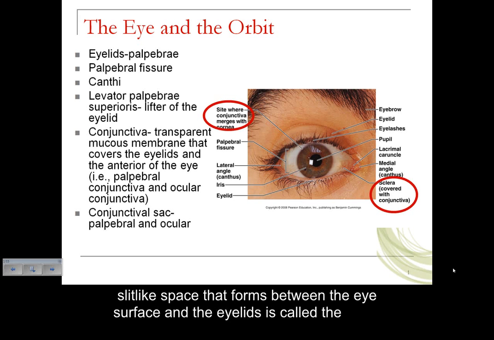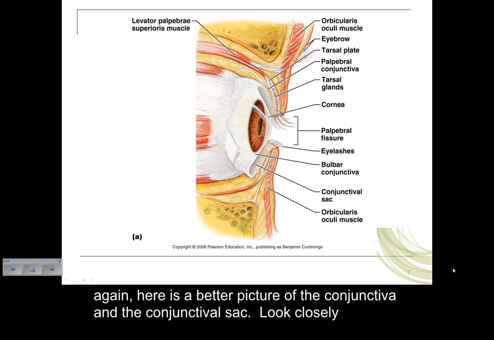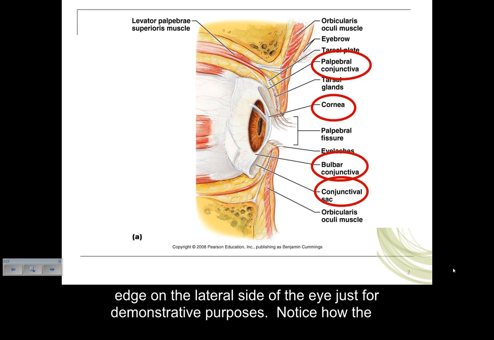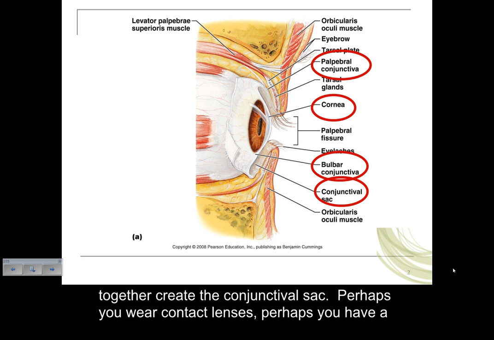Lastly, when an eye is closed, the slit-like space that forms between the eye surface and the eyelids is called the conjunctival sac, and it is better appreciated on the next slide. Again, here is a better picture of the conjunctiva and the conjunctival sac. Look closely at this picture, and you'll see the artist drew the conjunctiva slightly pulled up as a free edge on the lateral side of the eye, just for demonstrative purposes. Notice how the palpebral and bulbar conjunctiva are really continuous with each other, and together create the conjunctival sac.